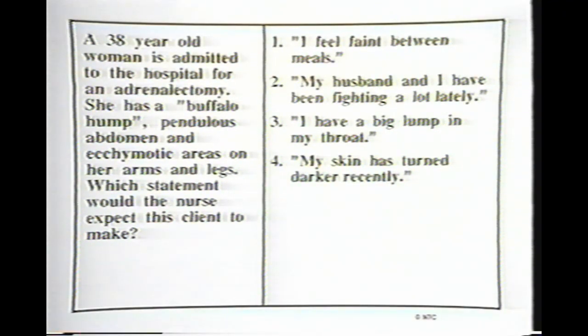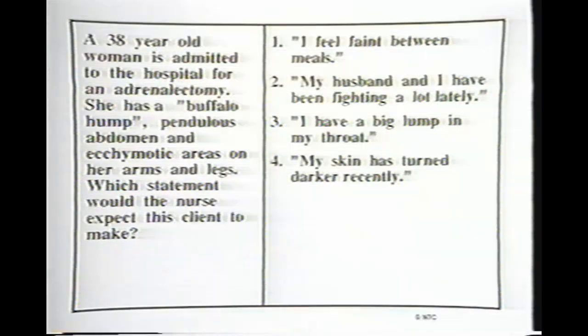If we take a look at that, she is admitted for an adrenalectomy, and we're given the fact that she has symptoms of Cushing syndrome, a buffalo hump, pendulous abdomen, ecchymotic areas. These suggest to us that the reason for the adrenalectomy is Cushing syndrome. So when we analyze this question, we're looking for factors that are consistent with Cushing syndrome. And the one of those, of course, is number 2. My husband and I have been fighting a lot lately. That's another way of describing mood swings, and that would be due to too much of those sex hormones.